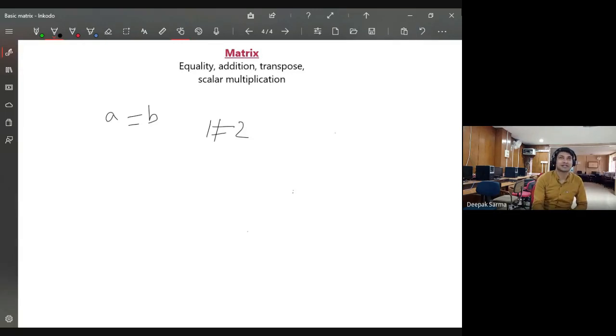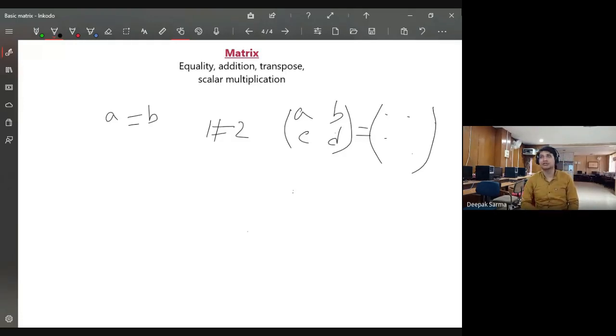If I have some structure, forget about matrices, suppose I have some symbols here, A, B, C, D, and I say that these two are equal, what do you mean? Equal means they are exactly the same. If I now view this structure as a matrix, it is a 2 by 2 matrix. So whatever we have on the right hand side must also be 2 by 2. Otherwise, they cannot be equal. Equal means they are identically the same.